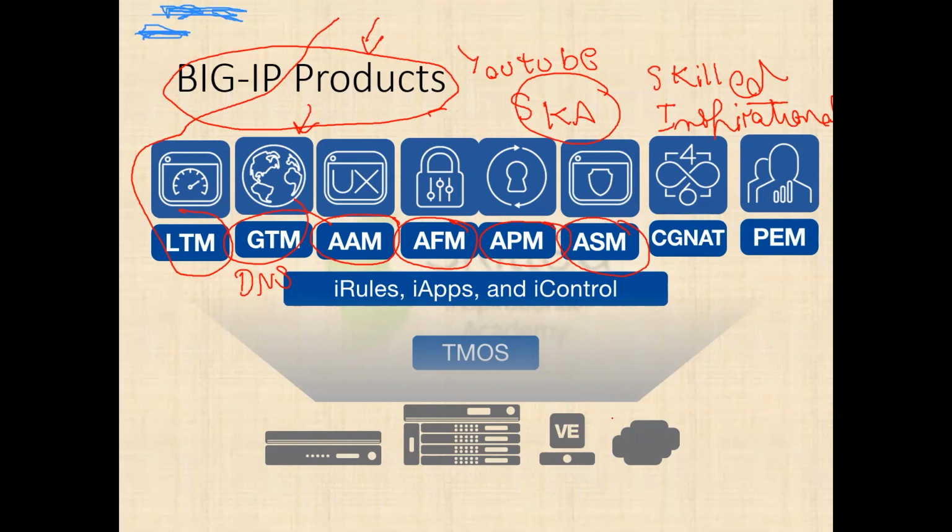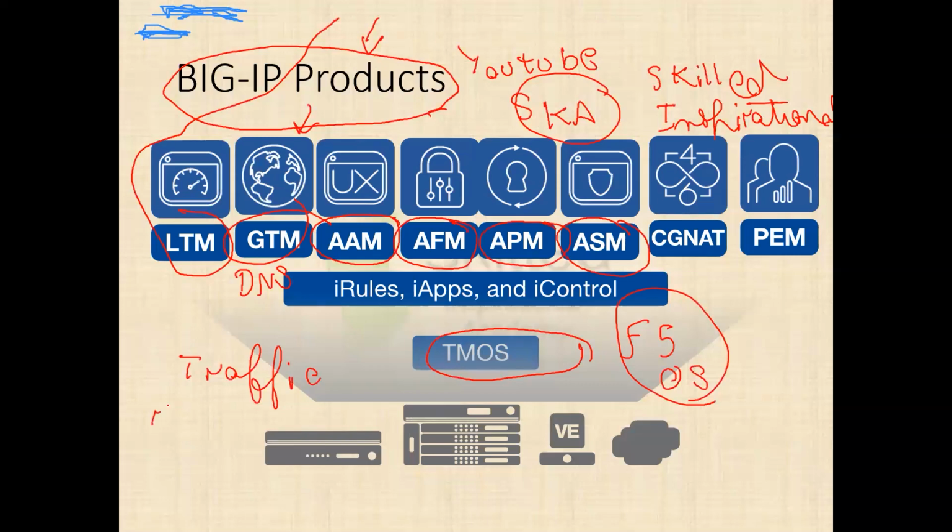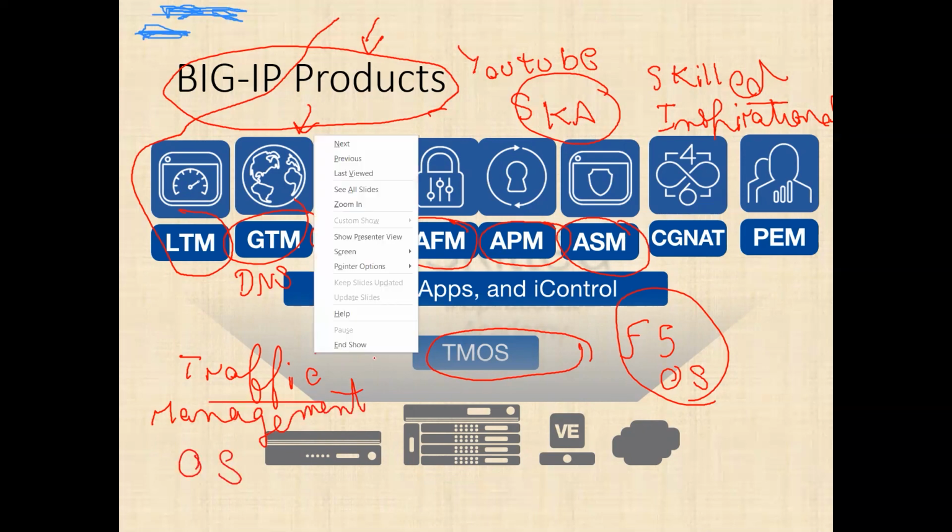ASM is your security module. And you can see this TMOS. TMOS is your F5 operating system. So you can say that it's called the Traffic Management Operating System. So you should know what the operating system in F5 is. It's called TMOS.